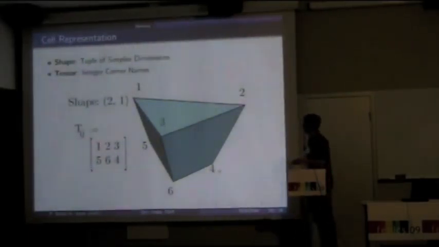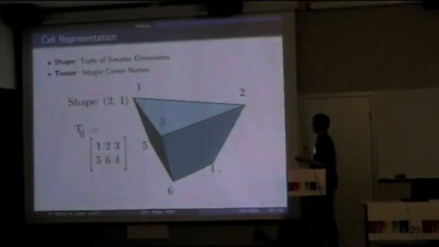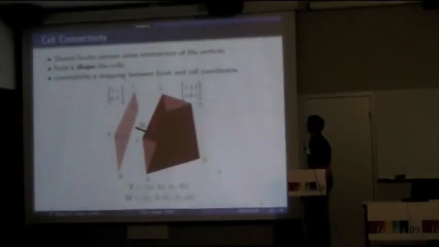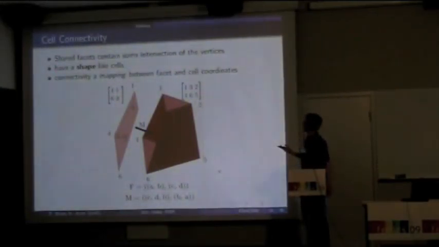So we represent ourselves as a tensor of index corner names corresponding to 1 plus the shape for each dimension. This is in order to index the barycentric coordinates. So we have, of course, if we're going to need more than one cell if we're going to have a mesh, our shared facets are going to contain some intersection of two cells. And they're going to have a shape like cells. We can treat them like cells also.